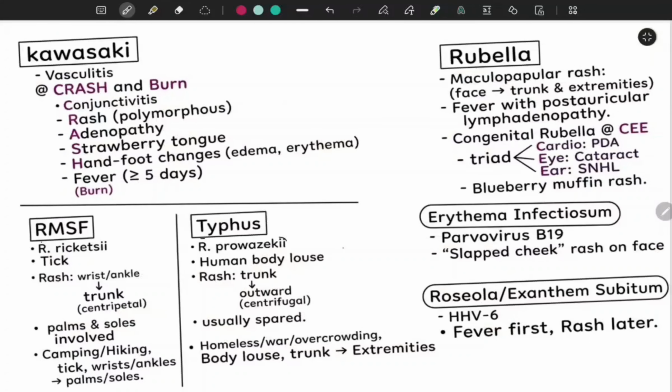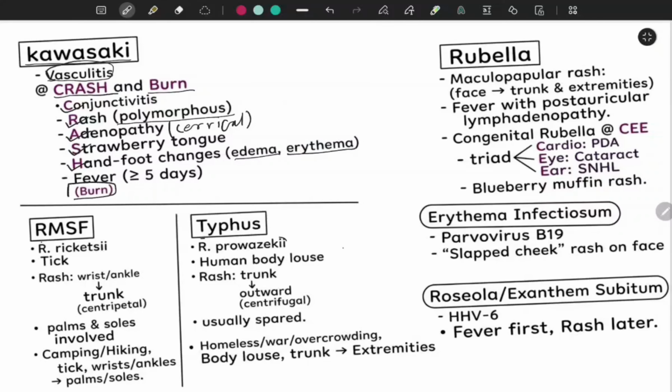Let's see some more conditions of fever with rash, and the first one is Kawasaki disease. It is a form of vasculitis, and the high yield points can be remembered by mnemonic crash and burn. C for conjunctivitis, R rash, that is polymorphous rash. A for adenopathy, usually cervical lymphadenopathy. S for strawberry tongue. H for hand and foot changes, that is edema and erythema.